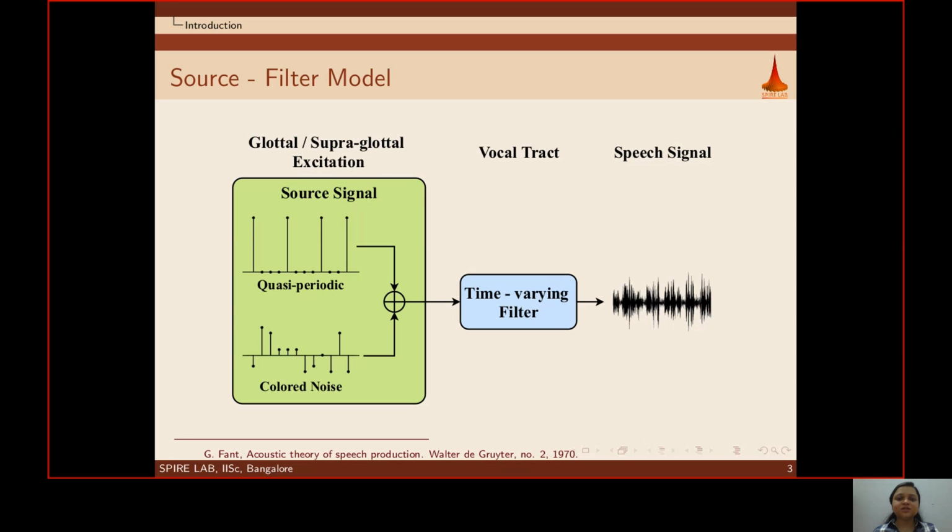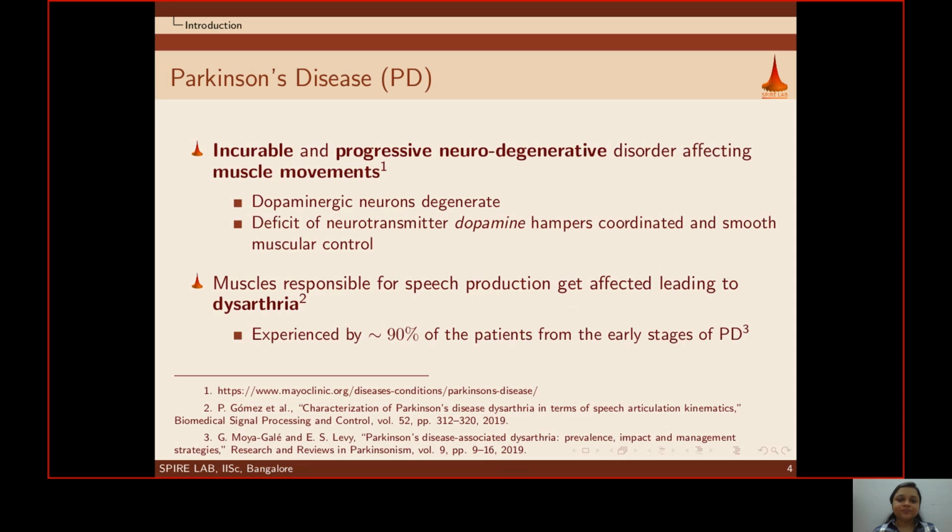This natural process of speech production gets affected in various disease conditions, one of those being Parkinson's disease or PD. Parkinson's disease is an incurable and progressive neurodegenerative disorder that damages the dopaminergic neurons in the brain. These neurons are responsible for producing dopamine, which is a neurotransmitter required for muscle movements. The reduced level of dopamine hampers coordinated and smooth muscular control. Muscles responsible for speech production get severely affected, leading to dysarthria.